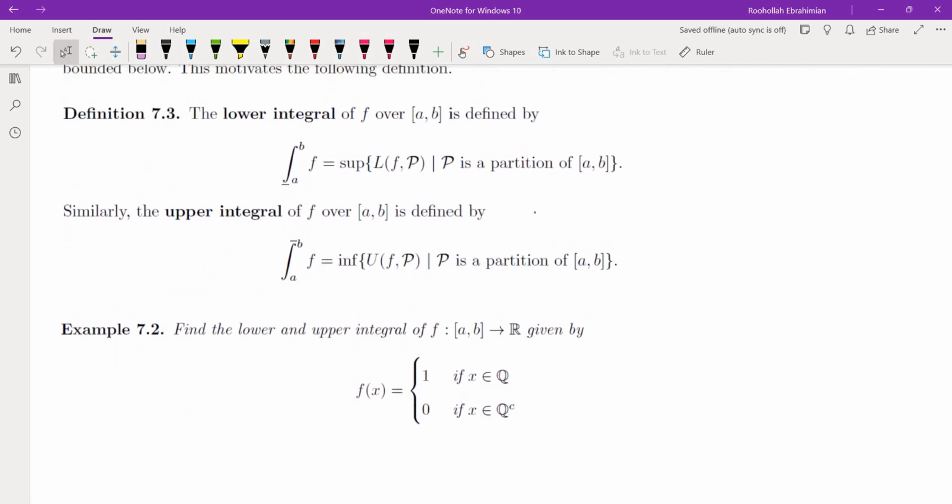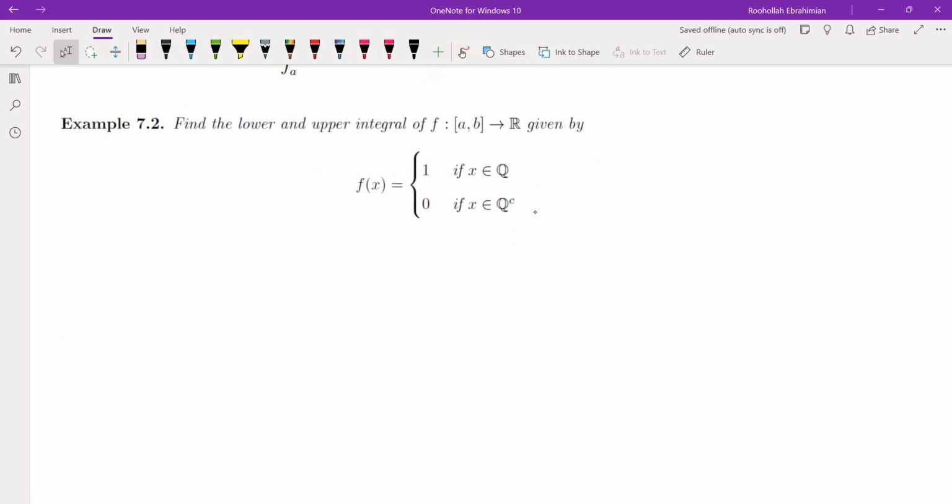The lower integral of f is defined as the supremum of all of the lower sums. So we take all of the lower sums and we take the supremum of those. That's called the lower integral. Similarly, the upper integral is defined as the infimum of all of the upper sums. So the infimum of all of the upper sums is called the upper integral.